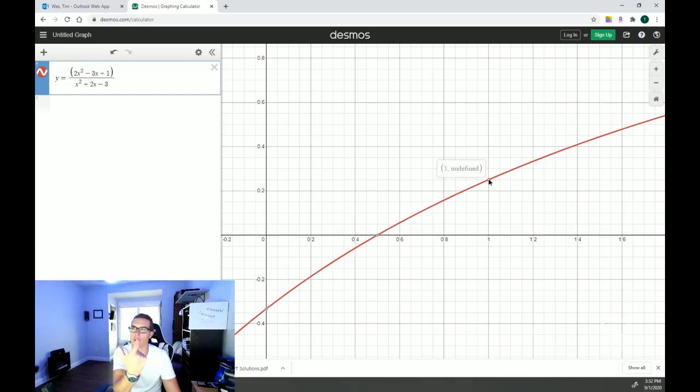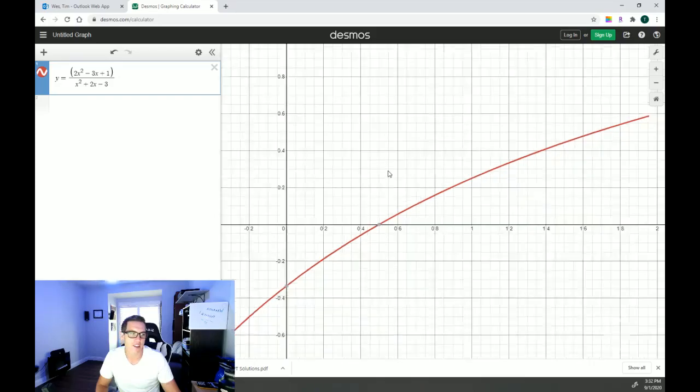Actually, and this is going to be a limit thing, I can't reach up there. It approaches from both sides. But right at that instant, there is no function value. It's undefined. Okay, so that works out.